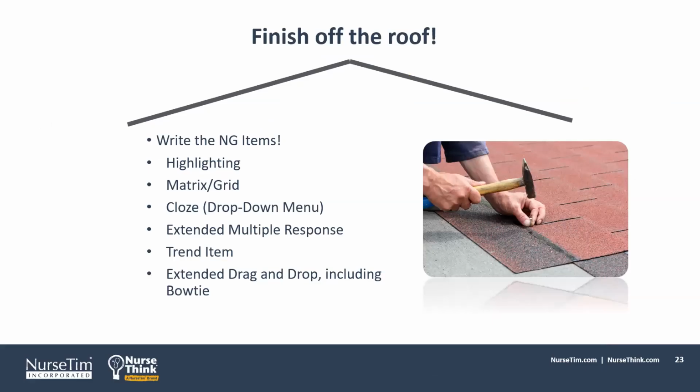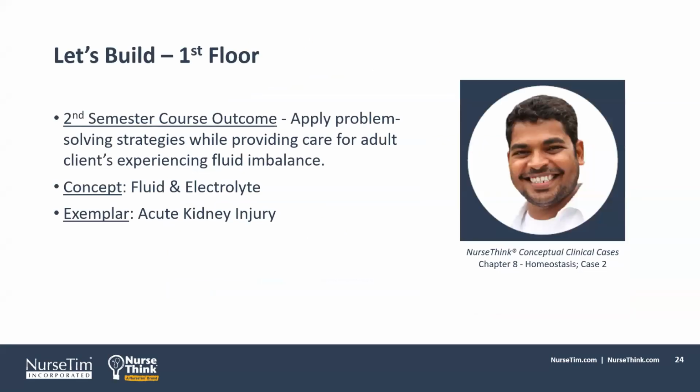All right, so what is that final piece? We need to finish off the roof. And with that finishing of the roof, what we're going to be doing is looking at the different item style types. And we've already gone through several of those. I'm simply going to select the one that I want to use to finish off the roof as I develop this clinical case. So let's go ahead and we're going to build our first case here together.